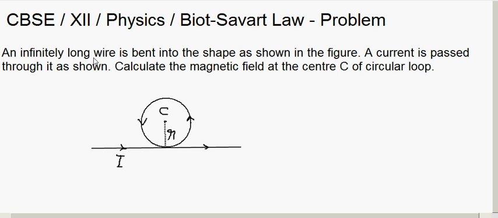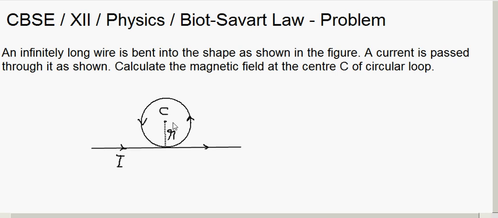An infinitely long wire is bent into the shape as shown in the figure. A current is passed through it as shown. Here in the loop it flows in the anti-clockwise direction. So actually the infinitely long wire is bent like this. Calculate the magnetic field at the center C of the circular loop.